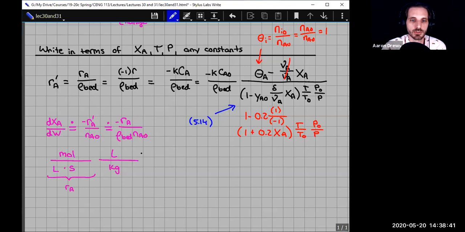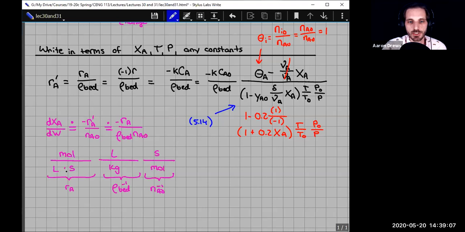So this is our unit of rho bed. Specifically, that's our unit of rho bed to the negative 1 power. And then it's divided by NA0, which is going to be something like a mole per time. So I'm just going to pick moles per second, because that's the unit that we're just kind of picking here.